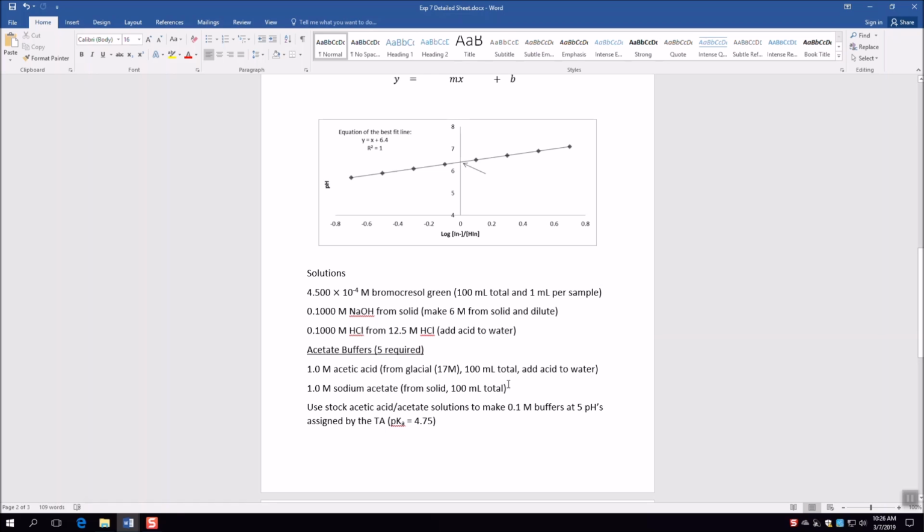Once you have these 1 molar solutions, you're going to use the stock acetic acid and acetate solutions to make 0.1 molar buffers, there'll be more sig figs here of course, at 5 different pHs assigned by your TA. In order to do that, you need to be familiar with the fact that the pKa of acetic acid is 4.75. So now I'm going to turn it over to Tim, who's actually going to start by going over how you can turn these 1 molar acetic acid and sodium acetate solutions into the 0.1 molar buffers. Again, for the highlighted solutions here, you need to figure out how you make these before you come to lab. There's a lot of moving parts here. The more work you do, the more prepared you are, the better off you're going to be.